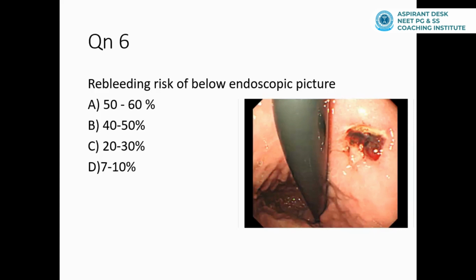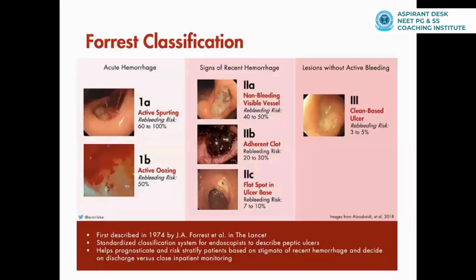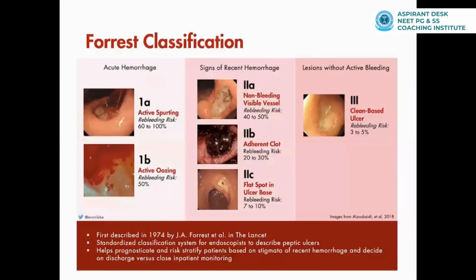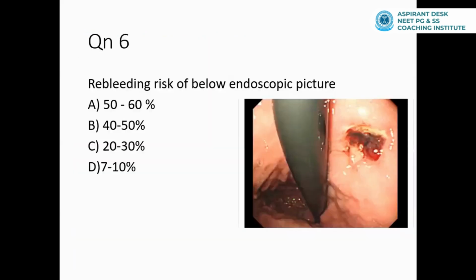This is showing an adherent clot over the bleeding point. Okay. So this is a picture which is showing the 1A, 1B, 2A, 2B, 2C, and 3. So 2B is the one which has a rebleeding risk of 20 to 30%, which has an adherent clot. So this patient has a rebleeding risk of 20 to 30%.